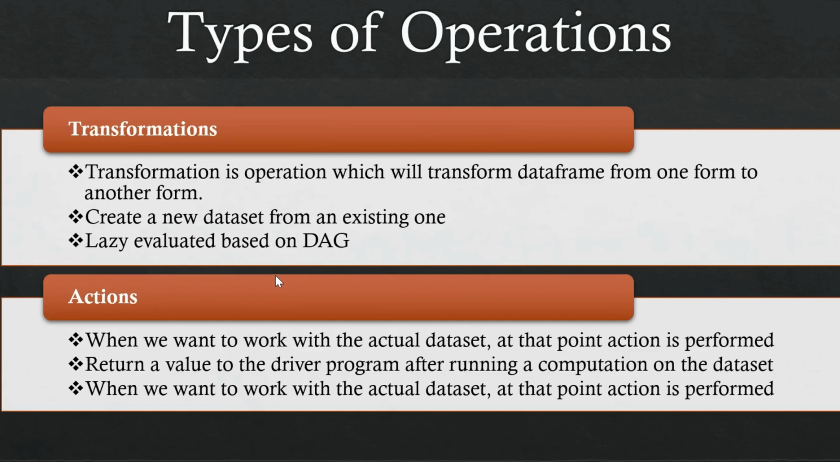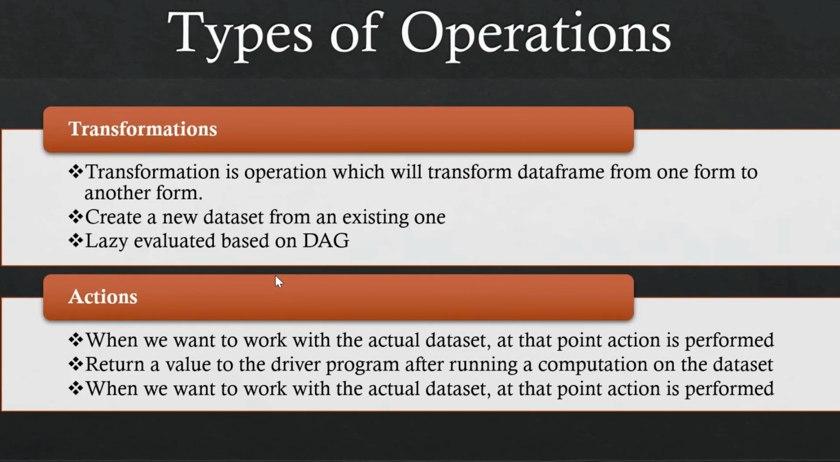So what is an action? When we want to work with the actual data set, at that particular point the action is performed. When you call an action, it returns a value to the driver program after running a computation on the data set. So let's say you are calling an action, at that particular point of time it is going to create the complete DAG, and evaluate the complete DAG based on all the transformations and actions that are present, and it returns the result data set to our driver and displays us the result.